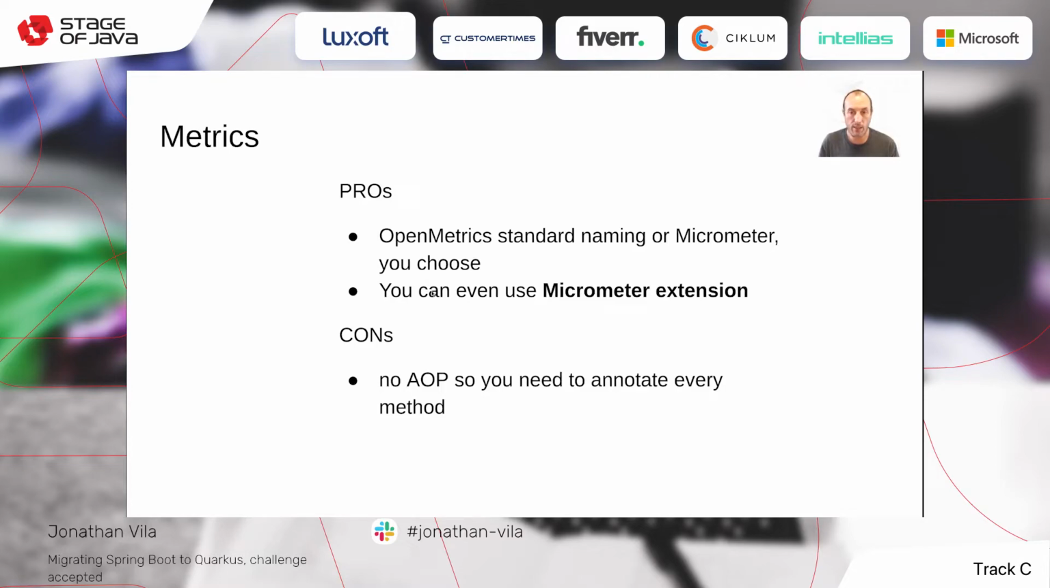As I said, it is very easy to have the metrics. In this case, I was using the MicroProfile metrics, but I could be using the Micrometer extension, and then it would be totally the same as the Spring one, and we don't have AOP to get those metrics. We will see now in a minute how we can do it.